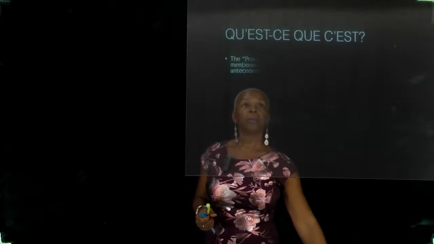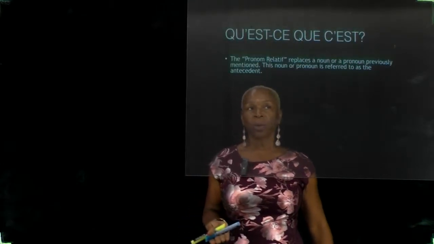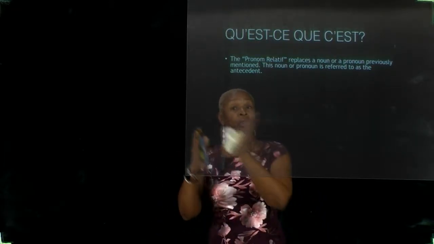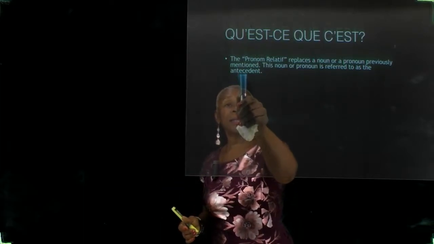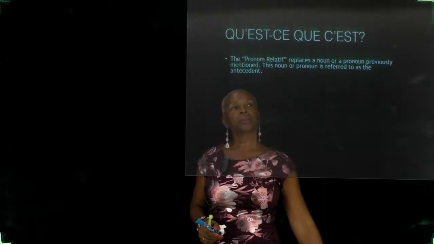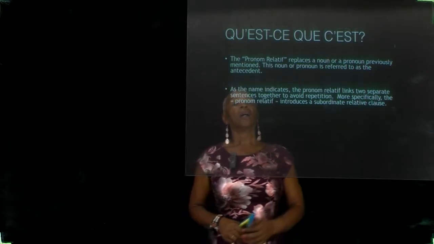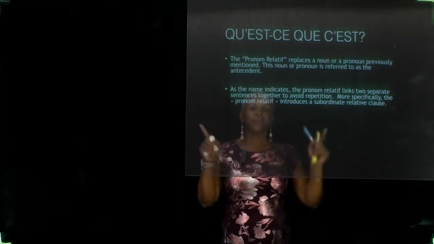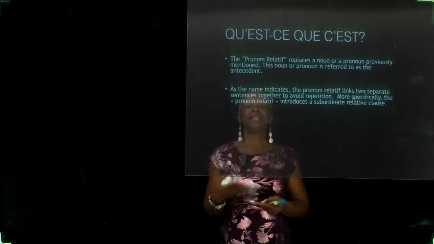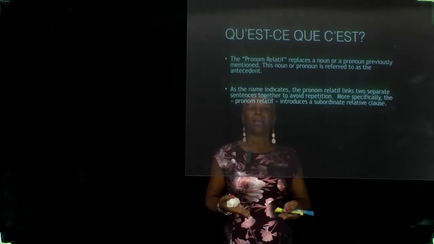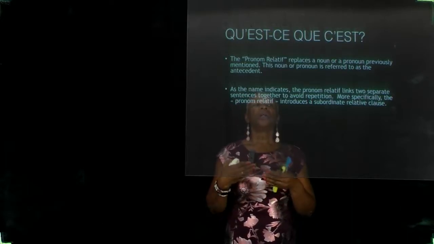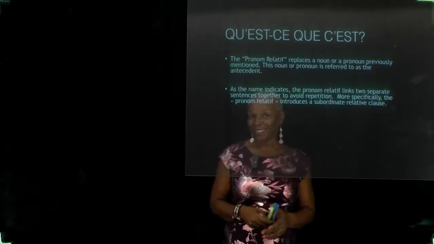Alors, qu'est-ce que c'est? Un pronom relatif remplace un nom ou un pronom qui a été mentionné. OK? Donc, le nom qui est mentionné avant s'appelle l'antécédent, antecedent. OK? Comme le nom l'indique, le pronom relatif relie, it links, deux phrases ensemble pour éviter les répétitions. Plus spécifiquement, le pronom relatif introduit une subordonnée relative.